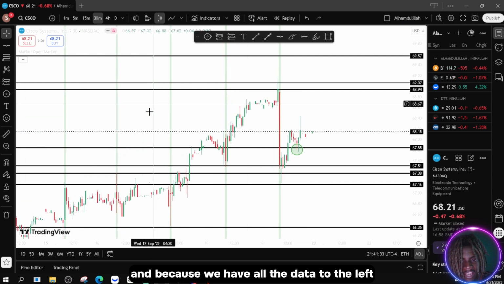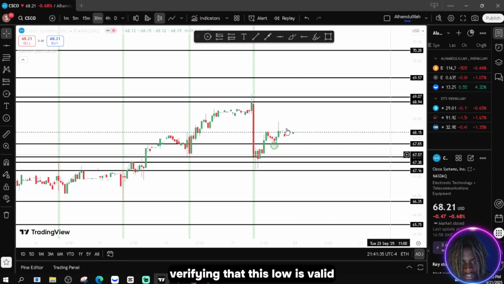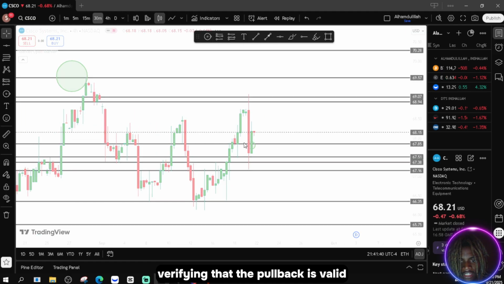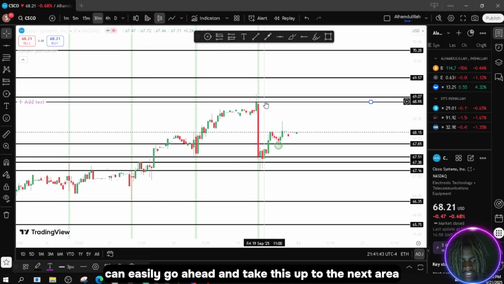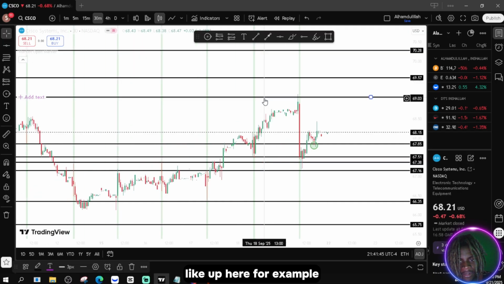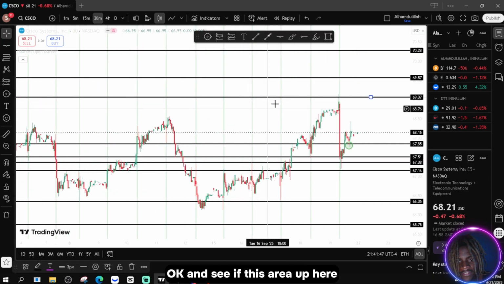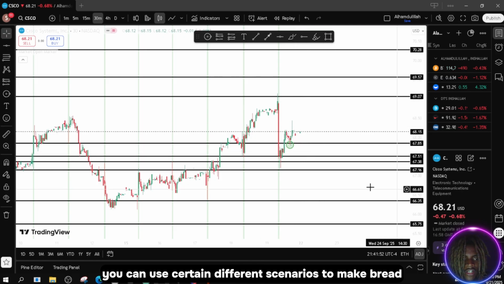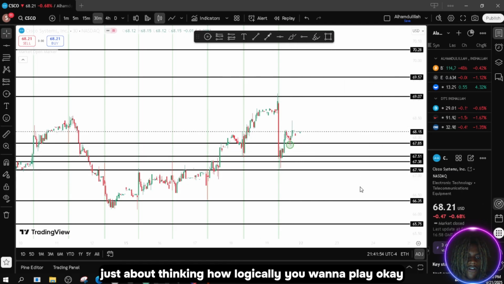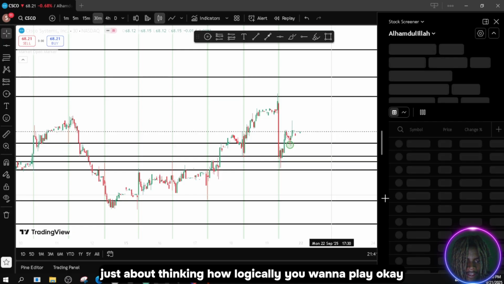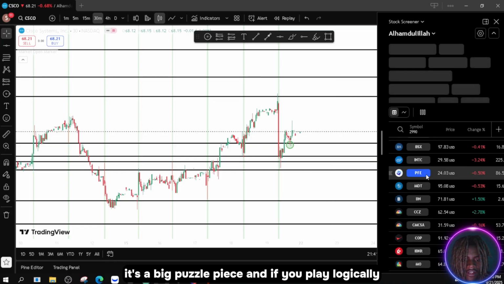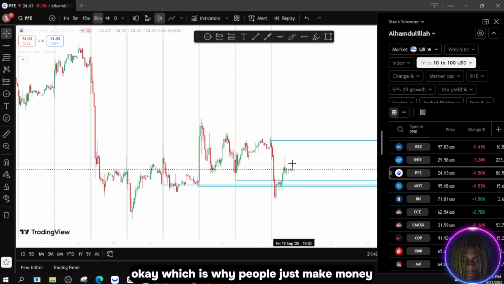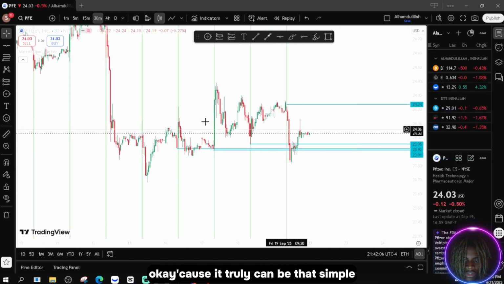And because we have all the data to the left verifying that this low is valid, and I have a 4-hour close verifying that the pullback is valid, I can easily go ahead and take this up to the next area, like up here, for example, and see if this area up here wants to turn it into resistance. So you can use certain different scenarios to make bread, just by thinking how logically you want to play. It's a big puzzle piece, and if you play logically, there's going to be money everywhere, which is why people just make money by buying and holding. Because it truly can be that simple.